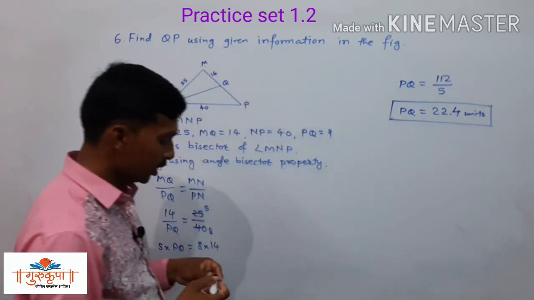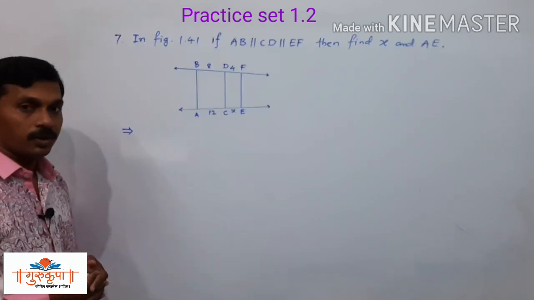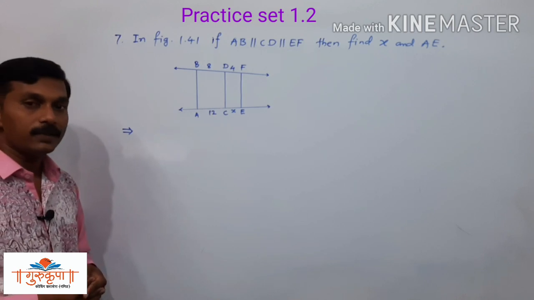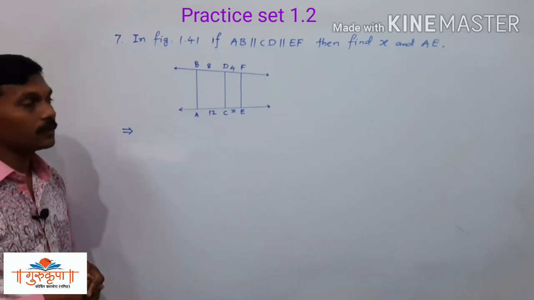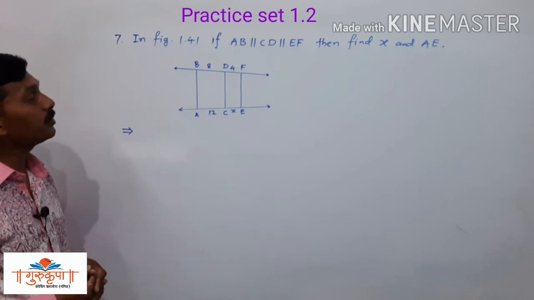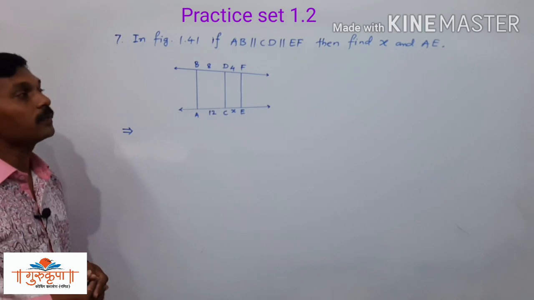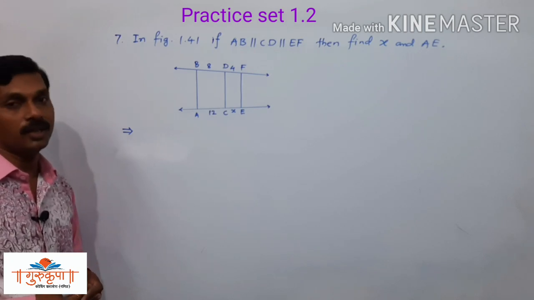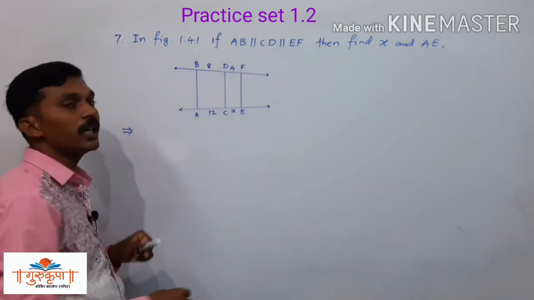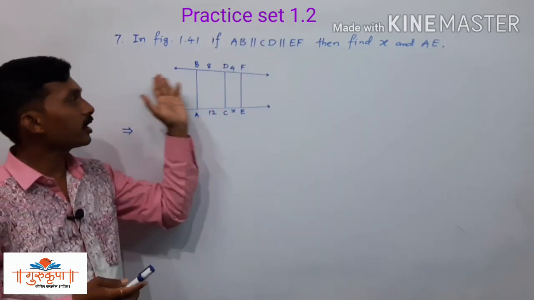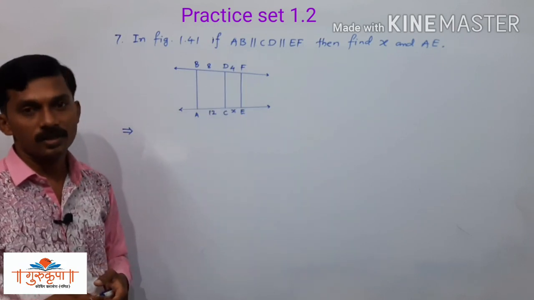Now we will take the next question, that is question number 7, from practice set 1.2. The question is, in figure 1.41, if AB is parallel to CD is parallel to EF, then find x and AE. Again here we have the three parallel lines AB, CD and EF, and their transversals, that is BDF and ACE.